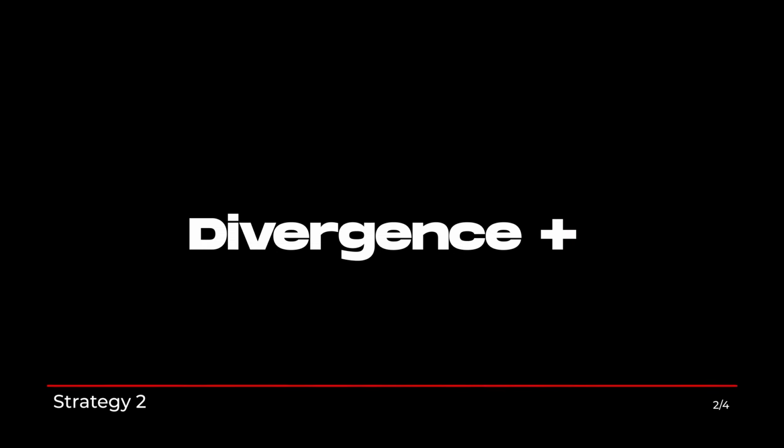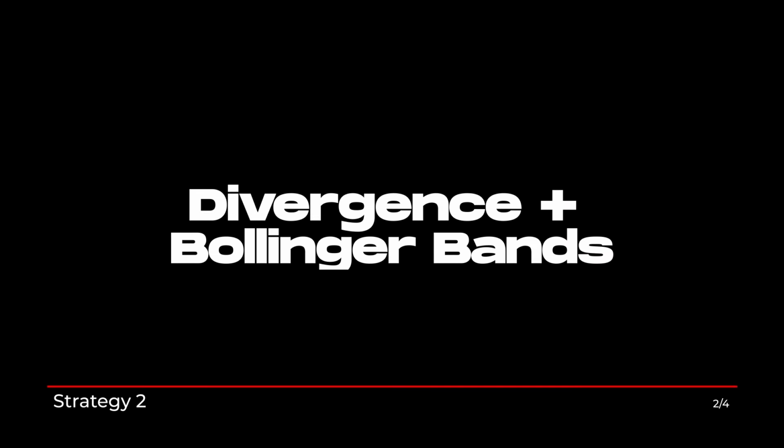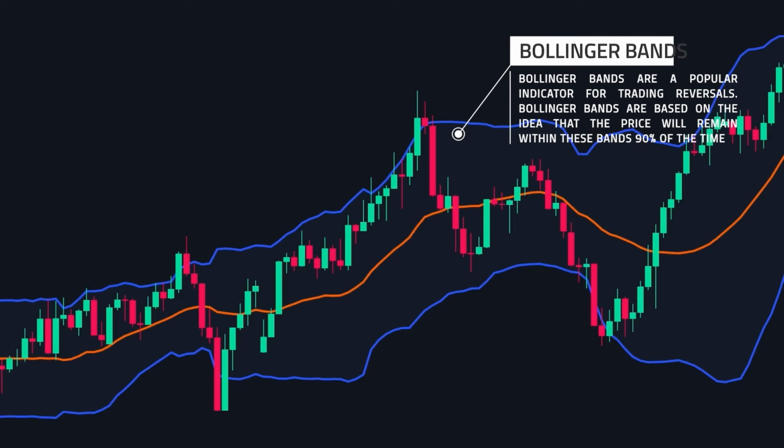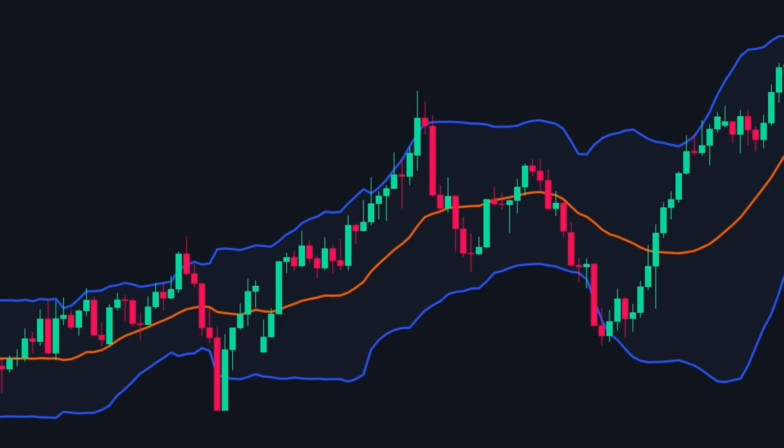Strategy 2. Divergence plus Bollinger Bands. Bollinger Bands are a popular indicator for trading reversals. Bollinger Bands are based on the idea that the price will remain within these bands 90% of the time. As a result, when the price swings outside of the bands, it is expected to reverse and return inside. If the price moves over the top band, it is likely to reverse downward. Conversely, if the price falls below the lower band, it is predicted to reverse upwards.